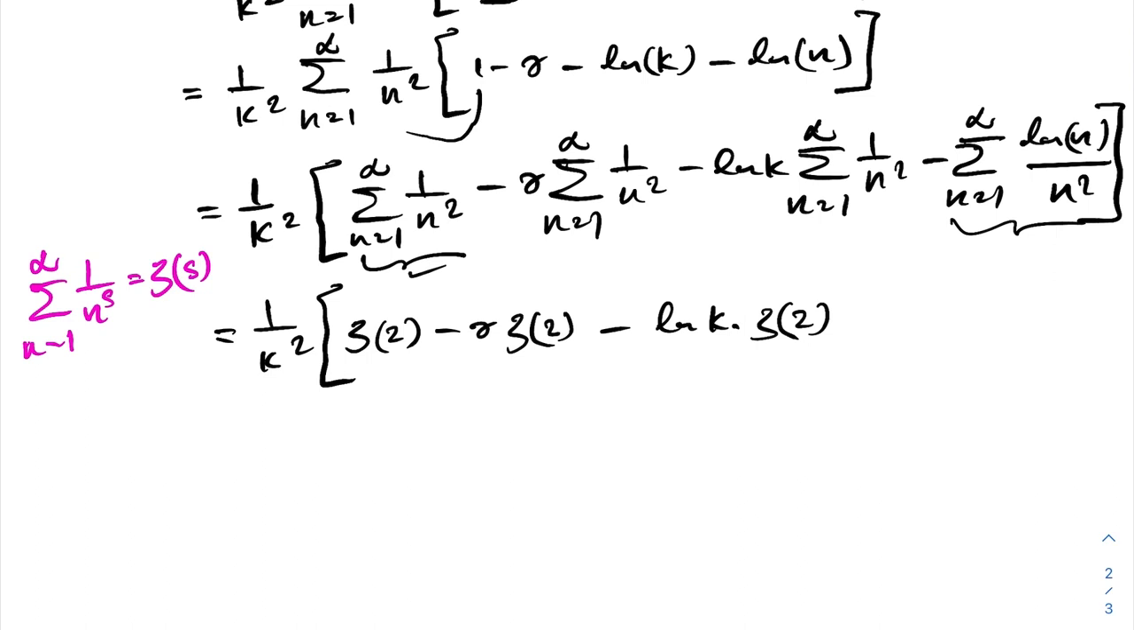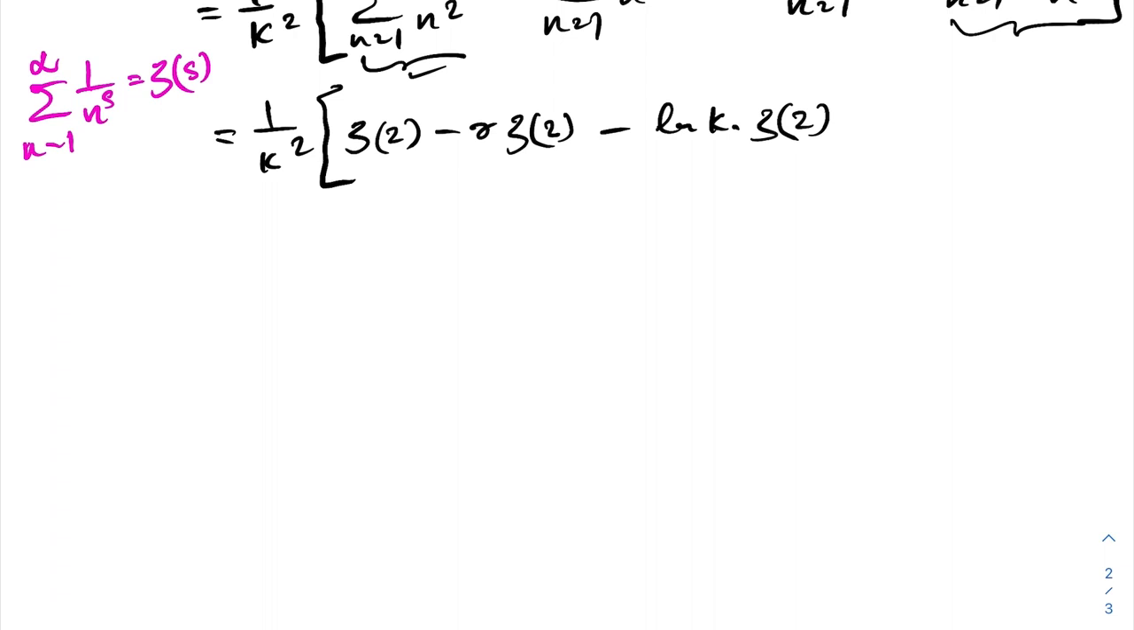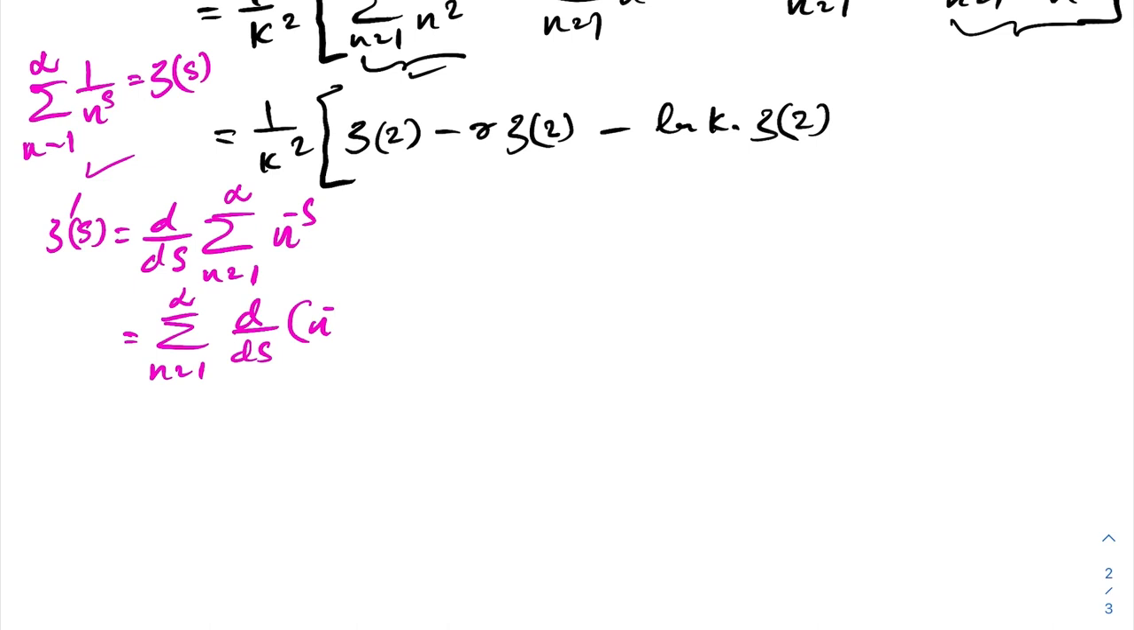Well, we know the definition of the zeta function. Here we have, if we differentiate with respect to s, zeta dash of s is equal to d by ds sum n is equal 1 to infinity n to the minus s. Then we can write sum of n is equal 1 to infinity d by ds n to the minus s.